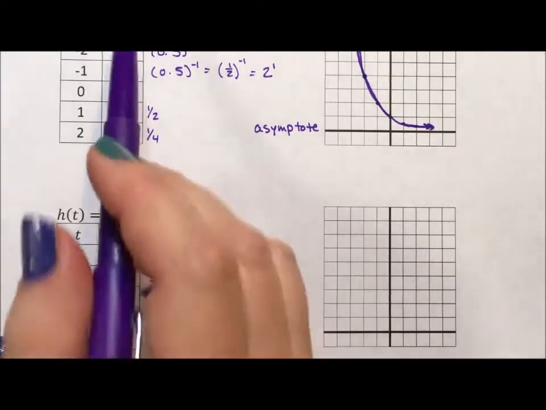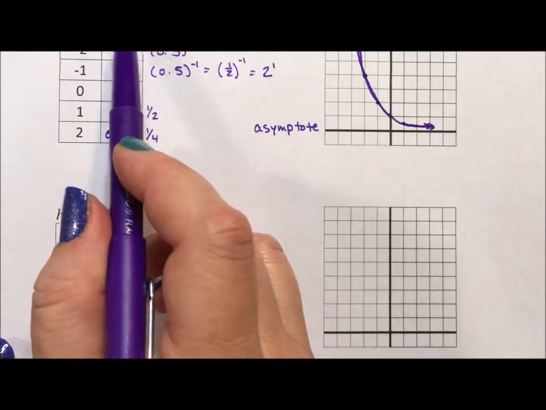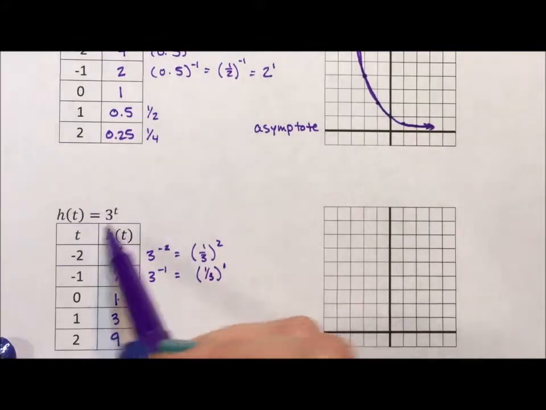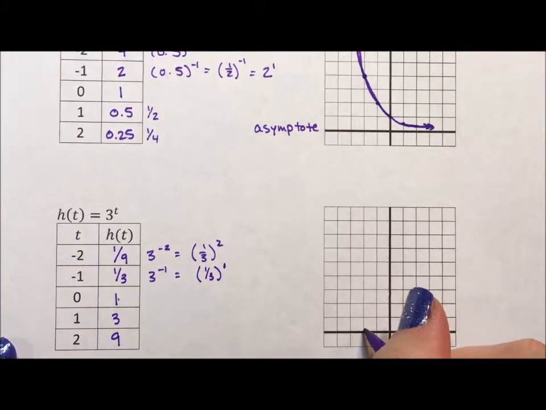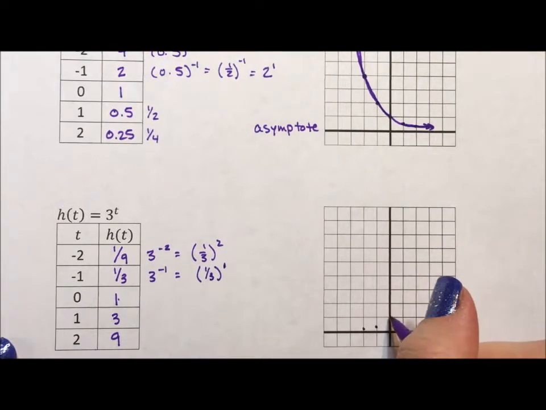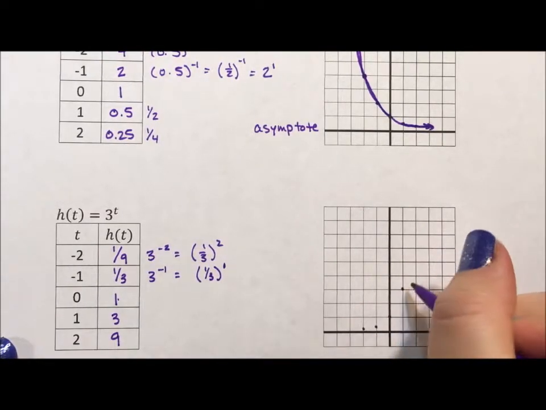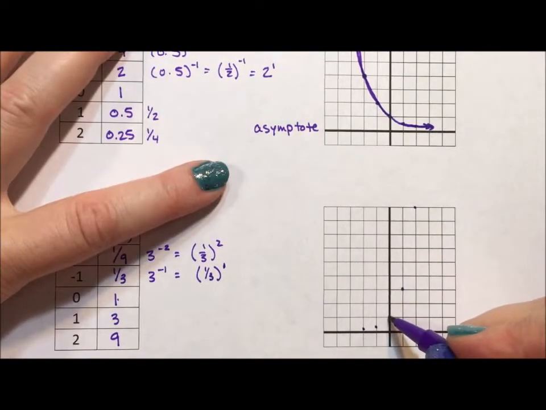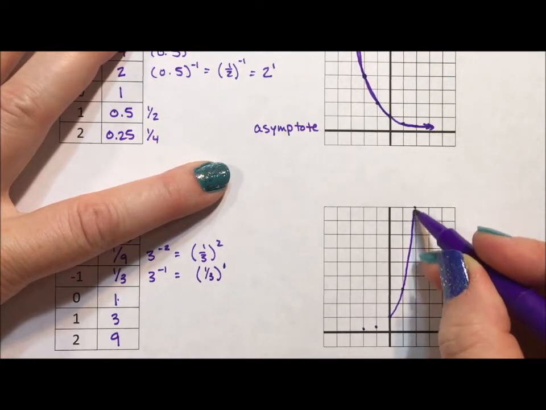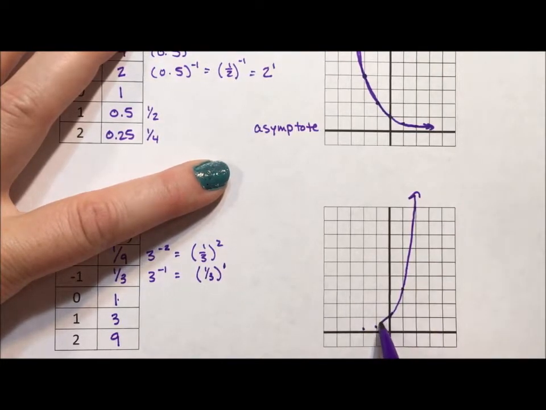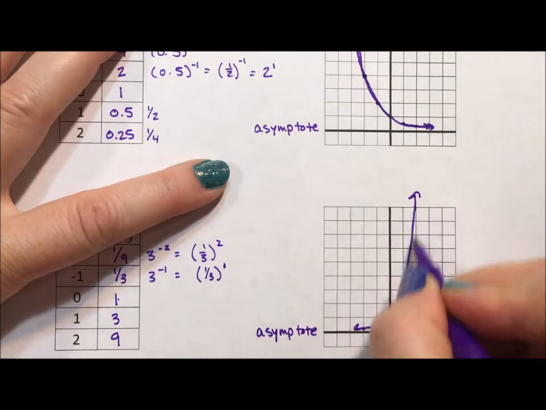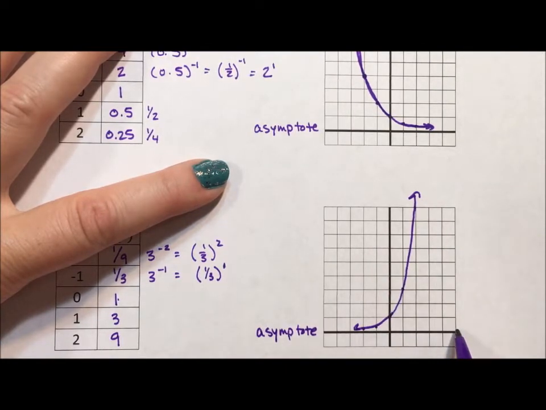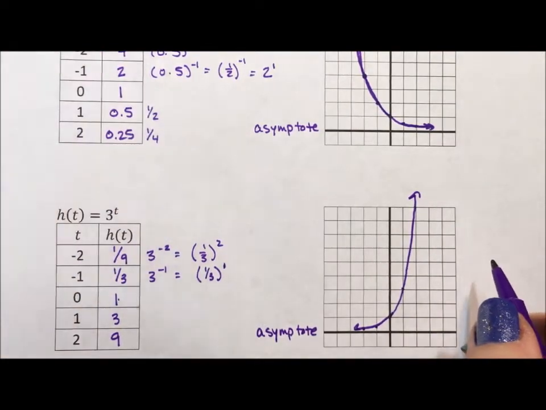All right, so this one was 0.5. It's decay because our factor is less than 1. Here our factor is 3. We have negative 2, 1/9, negative 1, 1/3, 0, 1, 1, 3, and 2, 9 on the graph. So when I graph this, I try to do a smooth growth side, a smooth decay, and again, we have our asymptote. Again, we have to make sure that this is a smooth graph that doesn't cross the x-axis. We have arrows, and it all looks very good.